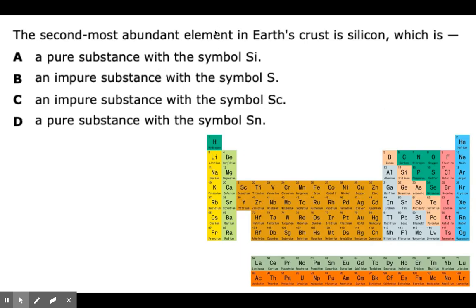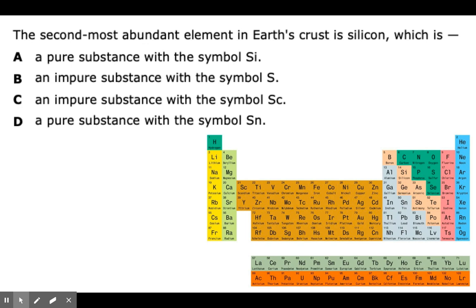The second most abundant element in Earth's crust is silicon, which is a pure substance with the symbol Si. Well, it's an element, we already know, so that's a pure substance for sure. But what is the chemical symbol for silicon? How do you find out? You look at your periodic table. Don't be a lazy test taker.